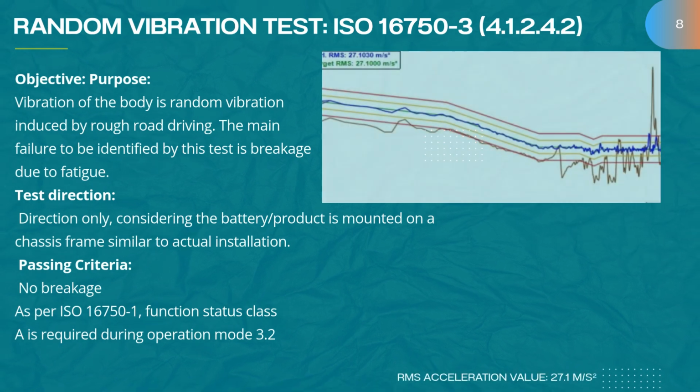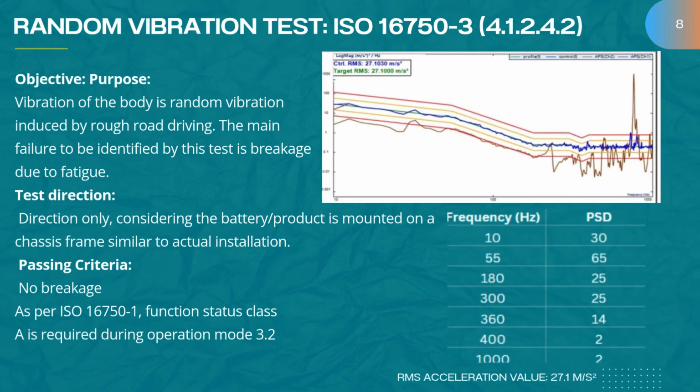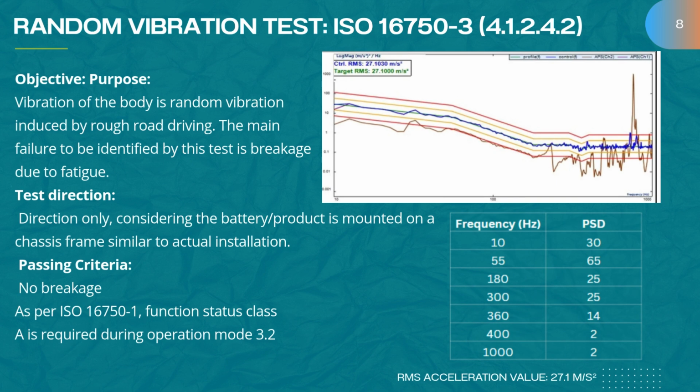ISO 16750-3 Random Vibration Test. Imagine you're driving down a rough, bumpy road. The kind of vibrations that shake your vehicle are exactly what this test simulates. This test checks how long a battery or electronic unit can survive random vibrations, not the clean, repeating kind, but the chaotic, real-world ones caused by poor roads.